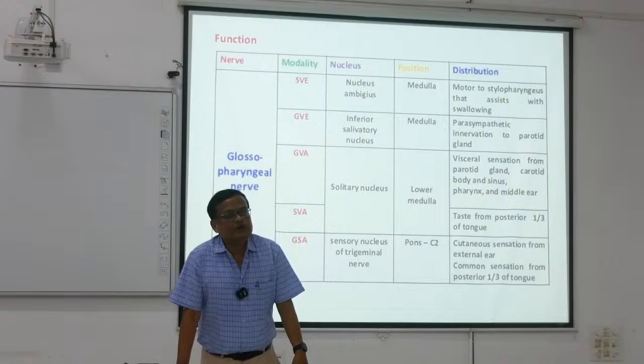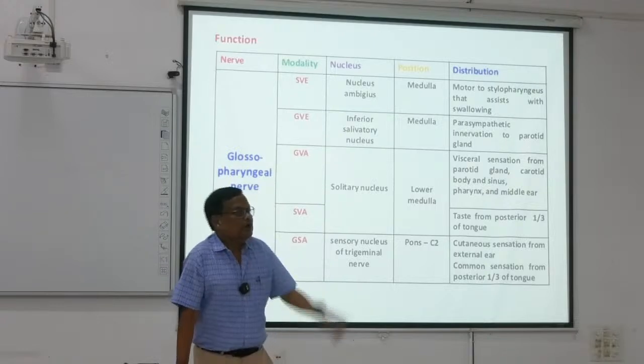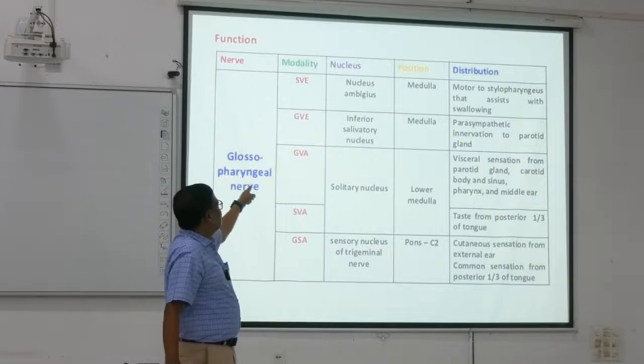All the muscles of the pharynx are supplied by this pharyngeal plexus except stylopharyngeus. This stylopharyngeus is supplied by the glossopharyngeal nerve.